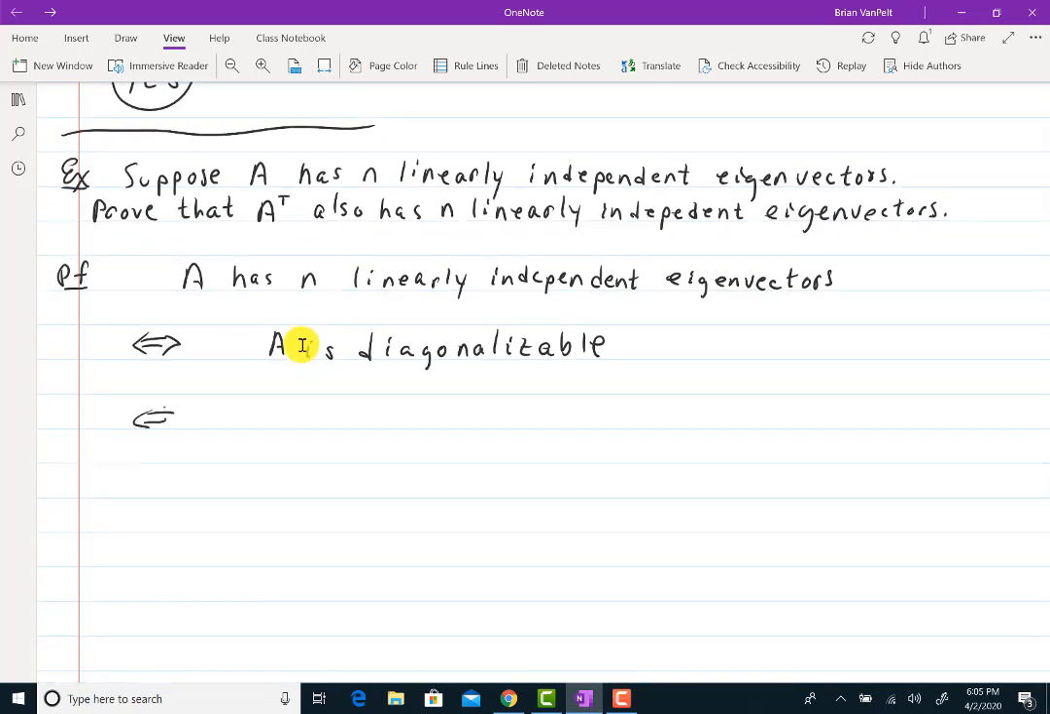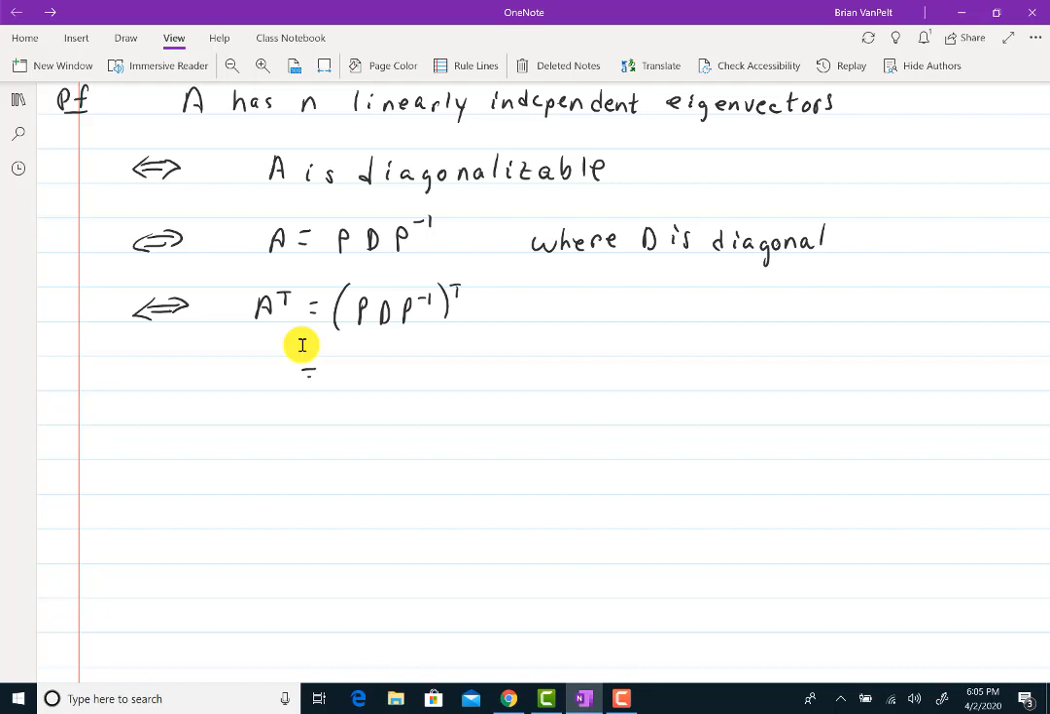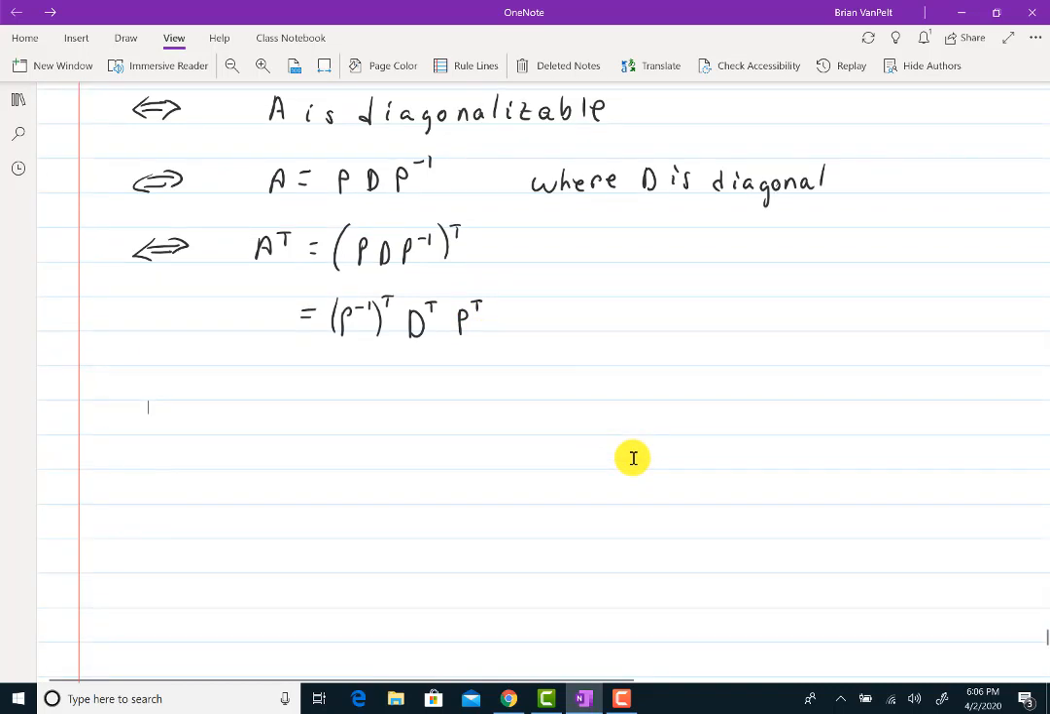So that's true if and only if A is equal to P D P inverse, where D is diagonal. Okay, now I'm just going to take the transpose of each side of this equation. Now the way the transposes work is you get the transpose of each individual matrix, but in the reverse order. See what happened? Right here, the P inverse came first, then the D because it was in the middle, and then this P transpose. But this is the same as P transpose inverse.